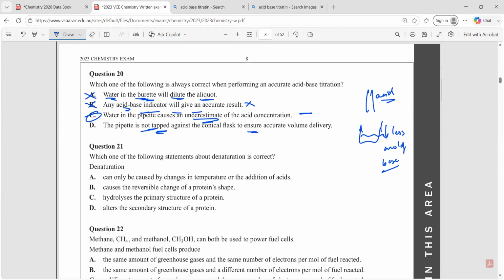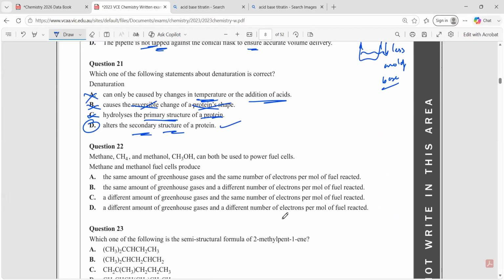I don't know what that means. Alters the secondary structure of a protein. That is true. Hydrolyzes the primary structure of a protein. No, it doesn't. It does not break the covalent bonds between the amino acids. It causes the irreversible change of a protein shape. Irreversible can only be caused by changes in temperature or the addition of acids. No, it can also be caused by the addition of bases. So D.